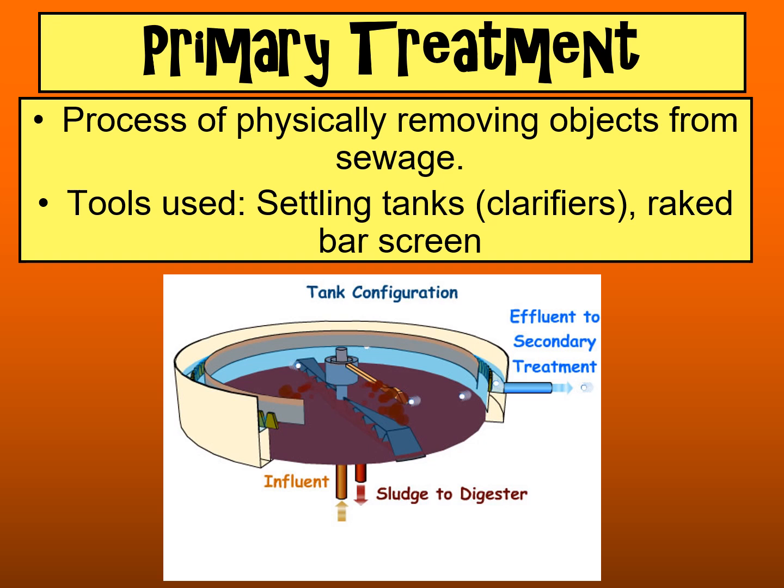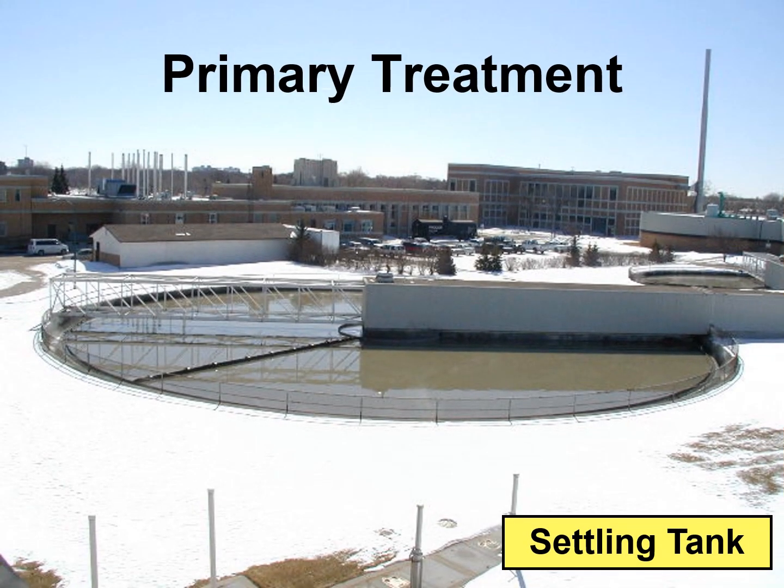Another tool that's used is the raked bar screen. These are screens that are physically removing objects that are in the water. Here in this picture, you can see a primary treatment settling tank. So you have sewage water in that little circle there. It's being allowed to sit and have gravity assist with the removal of some of these objects. On the top, you do have a screen that is scraping the top of anything that may be buoyant. And underneath this tank, which you can't really see, there's also another screen that's removing things that have settled to the bottom. Again, these items are usually placed in a landfill.